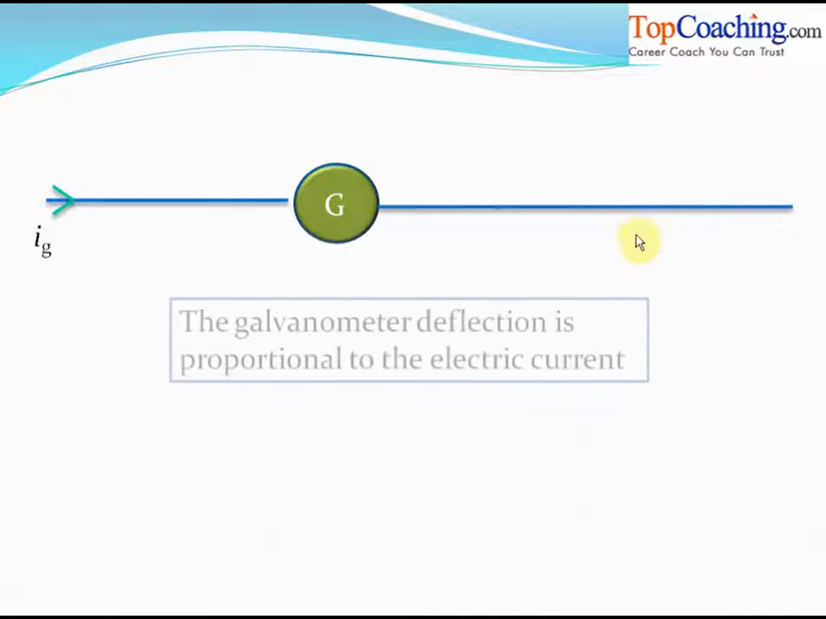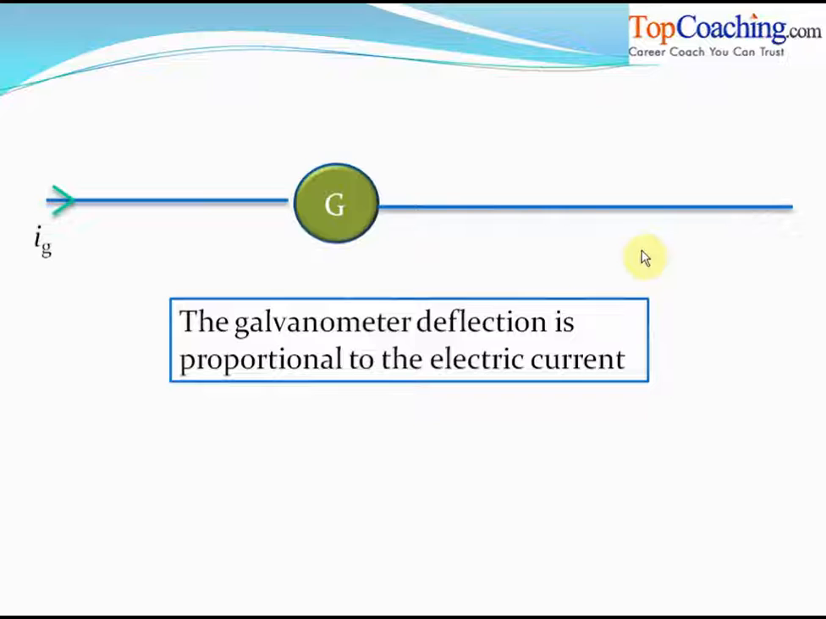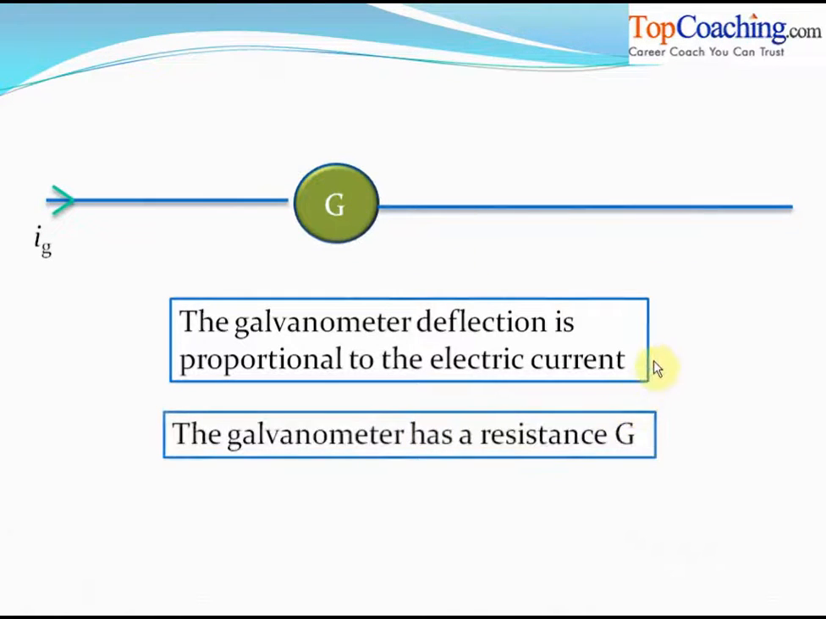Now, the galvanometer deflection, as I just told you, is proportional to the electric current. The galvanometer resistance is generally denoted by G. So, if you connect a galvanometer in a circuit, what will be the effect of the galvanometer? Well, the galvanometer will offer a resistance equal to G. Now, if the galvanometer offers a resistance G, the net potential difference across the galvanometer will be Ig into G, where Ig is the current passing through the galvanometer.